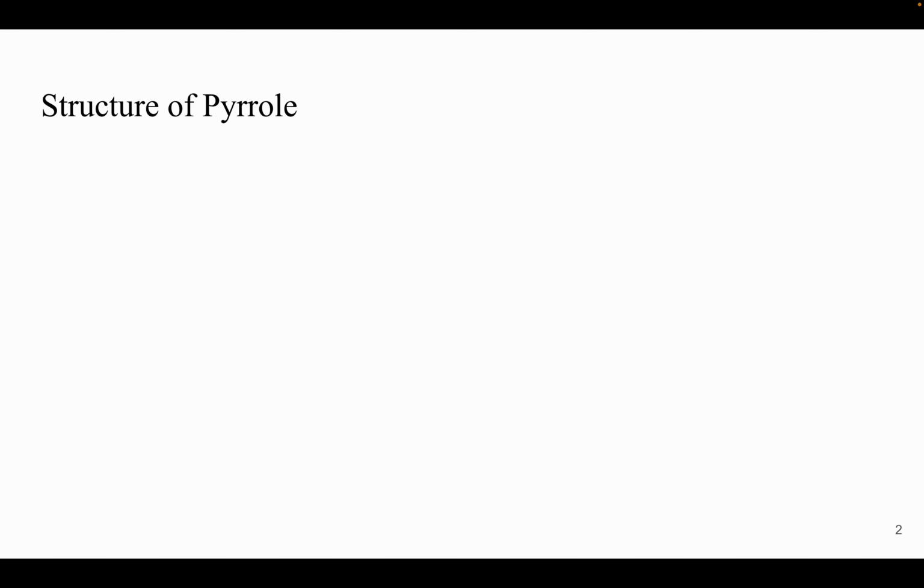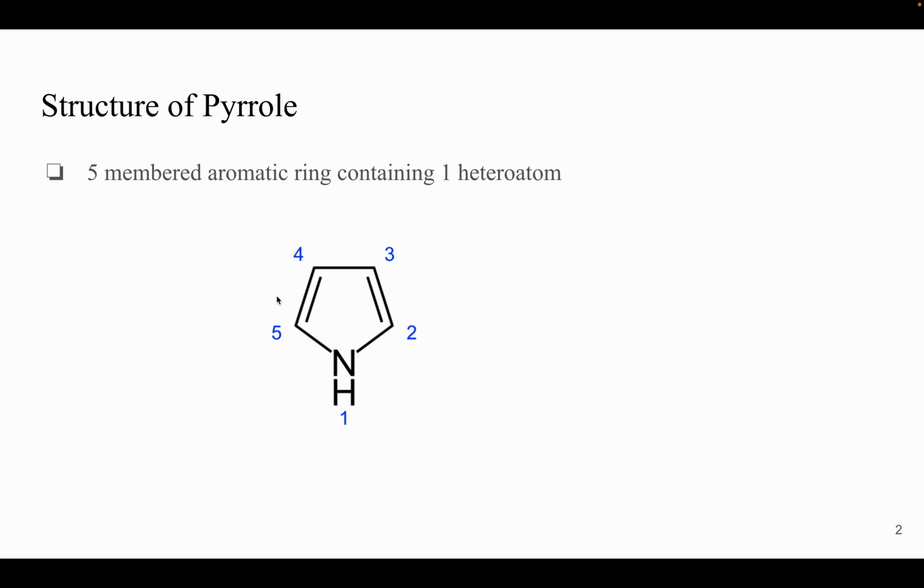Reactions of pyrrole and indole. Before starting with the reactions, let's have a look at the structure of pyrrole. Pyrrole is a five-membered aromatic ring which contains one heteroatom, and that heteroatom is nitrogen. Nitrogen also has a lone pair which is a part of the aromatic structure. Just remember the numbering starts from the heteroatom.